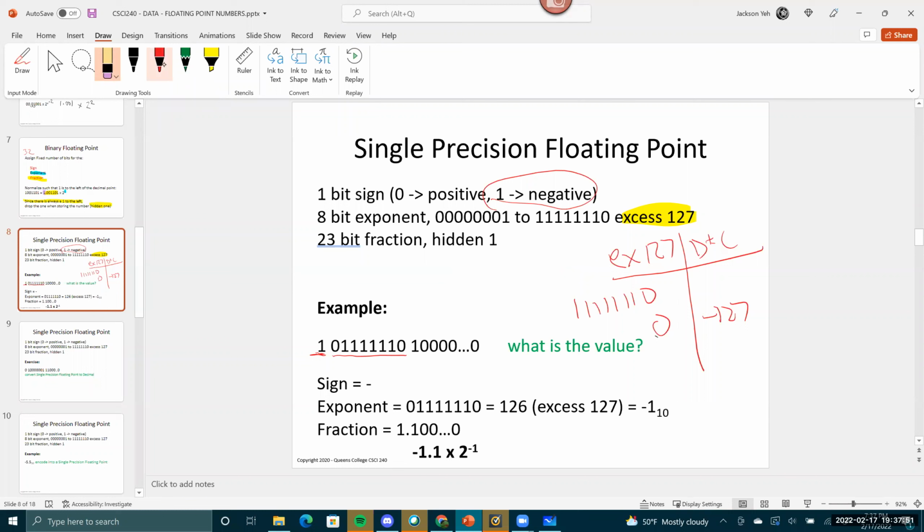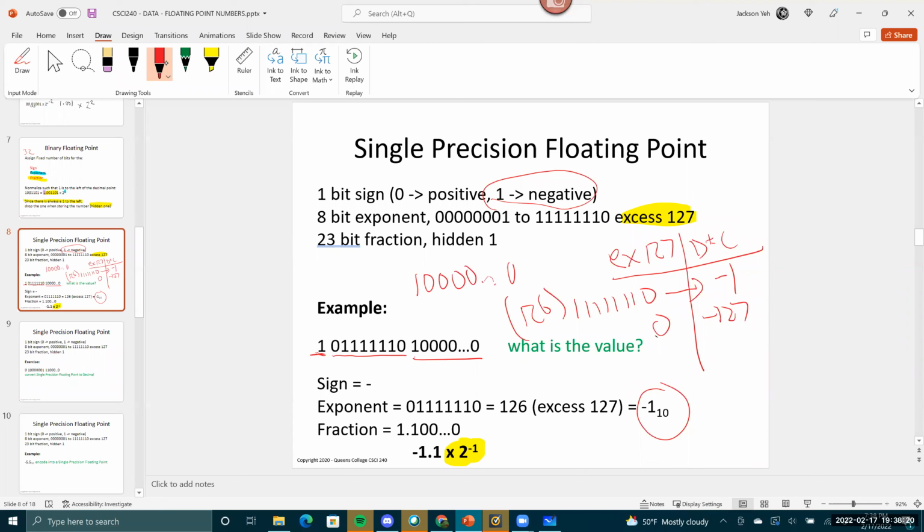So if it's 126, I need to move in this direction. I subtract 127 if I'm moving to the right. So this would make me negative 1, and that's what I have over here. So the exponent is times 2 to the negative 1. Now all that's left is to figure out the fraction. The fraction here is 100.